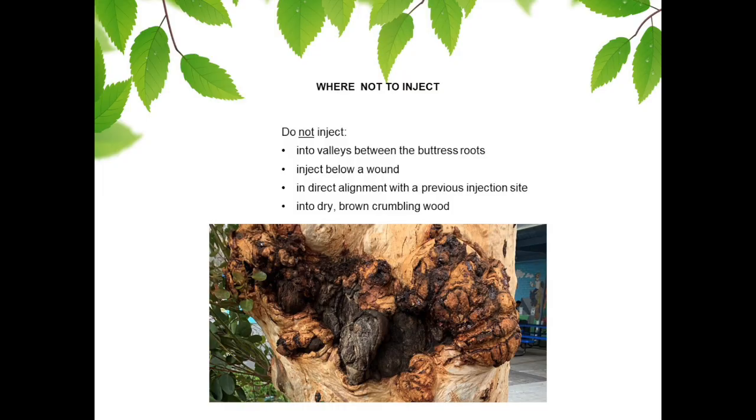Do not inject into dry, brown crumbling wood. Brown crumbling wood is a sign of decay. Use a mallet to tap on the tree to see if the rot is just in the one area or has spread farther. This may indicate a more extensive problem with the vascular system of the tree.